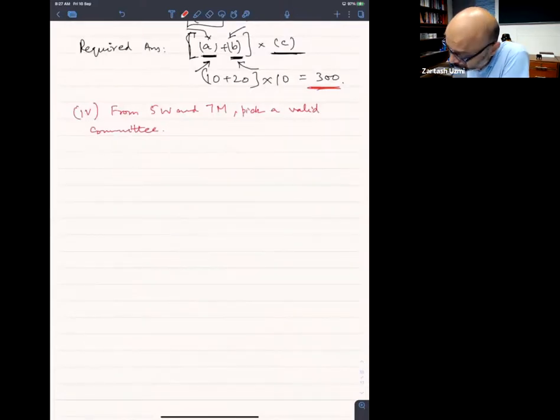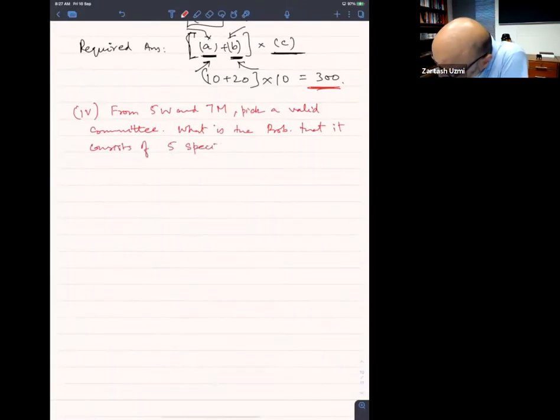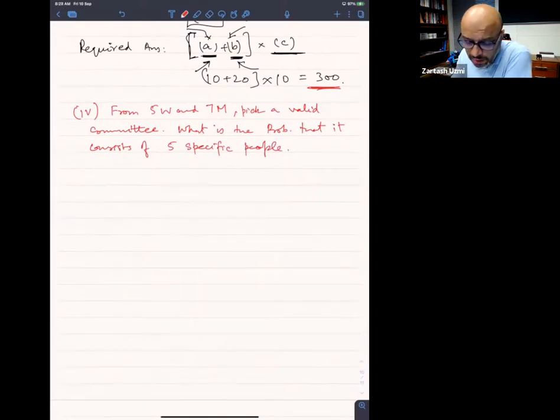Okay. Now, if I ask you from 5 women and 7 men, pick a valid committee, what is the probability that it consists of 5 specific people? Who? Tariq, Mansoor, Ali, Tanya, Amna. No, these can be the 5 people. What is the probability that it consists of 5 specific people? Answers in the chat window.